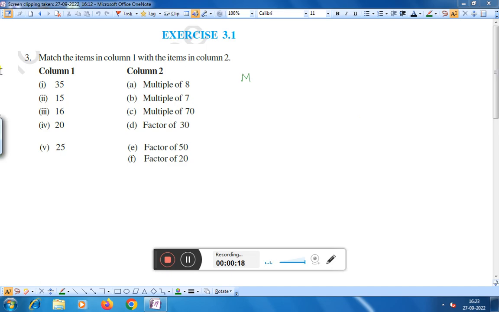This is column 1 and this is column 2. You have to match each item. First one is 35. We can write first the multiple of 7. Multiple of 7 can be written. Here we are writing the multiple of 7.